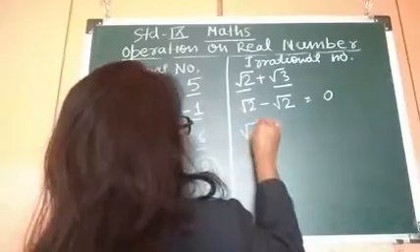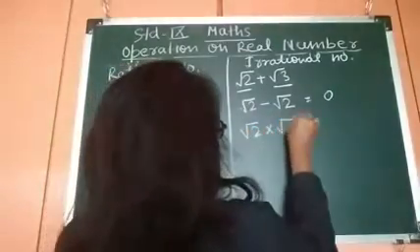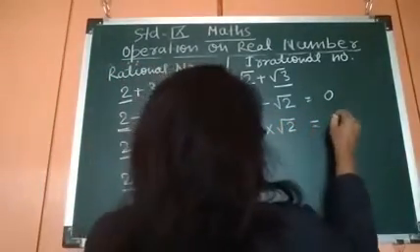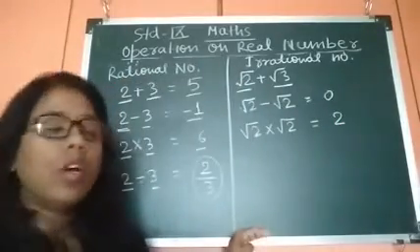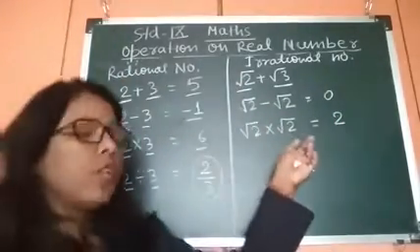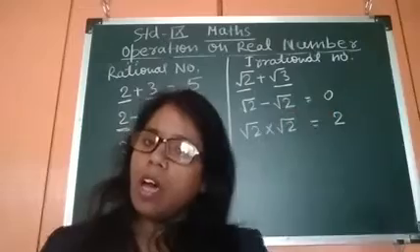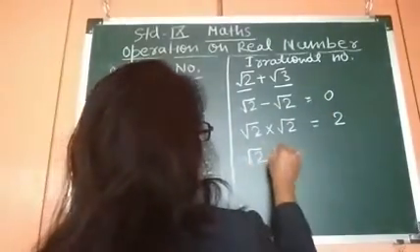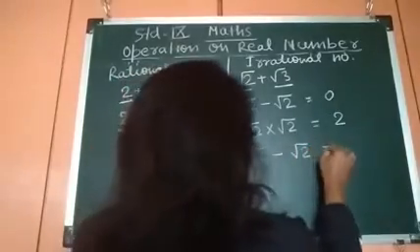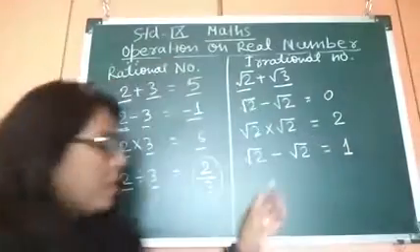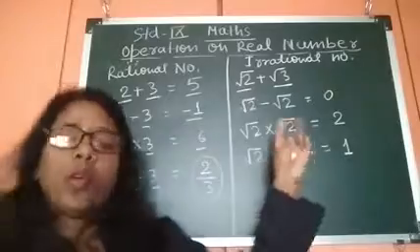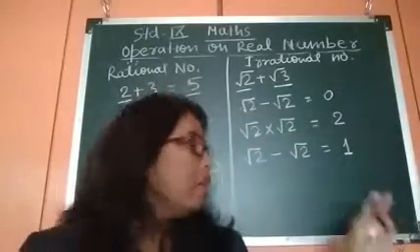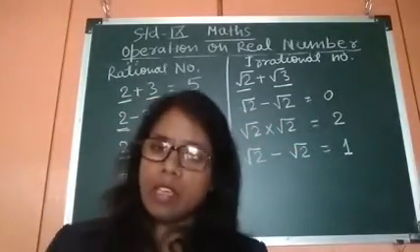Now come to root 2 into root 2. Here it is root 2 into root 2, that is 2. Root 2 is an irrational, root 2 is an irrational, but 2 is a rational number. Now come to root 2 divided by root 2, that is 1. Same here, root 2 is an irrational number, but 1 is a rational number.